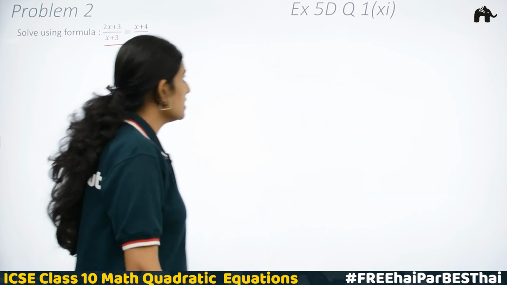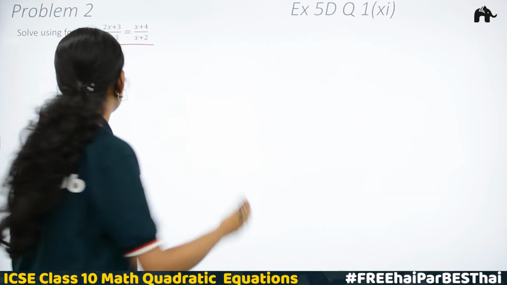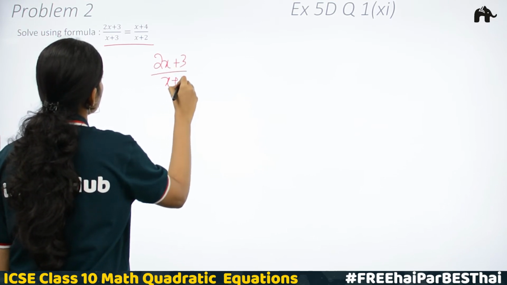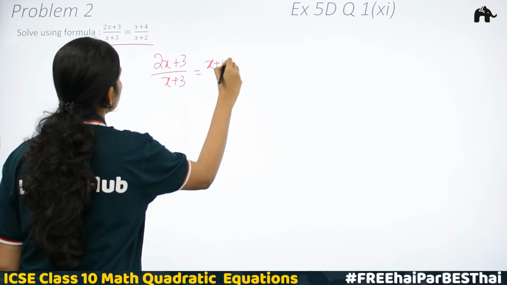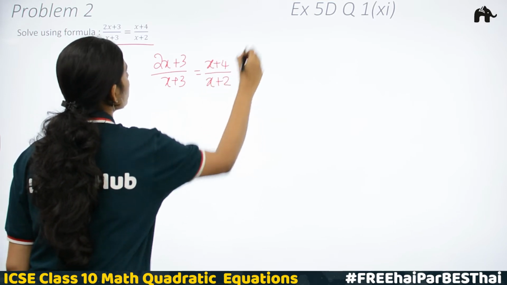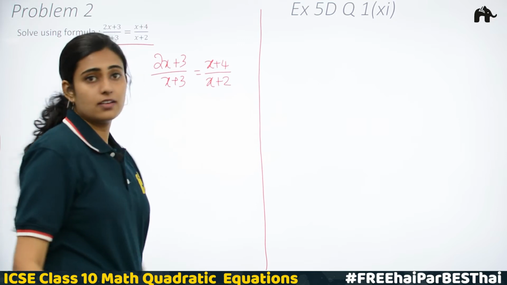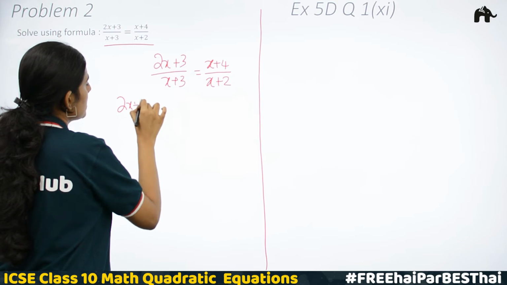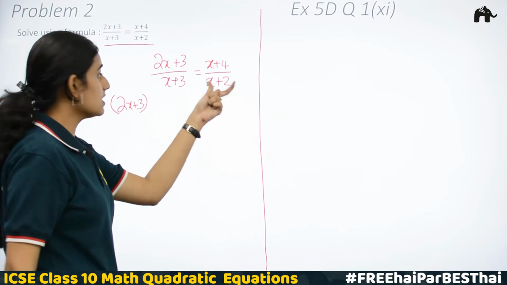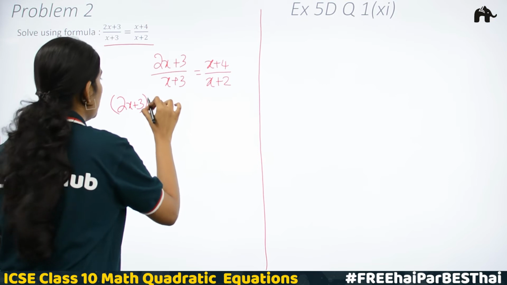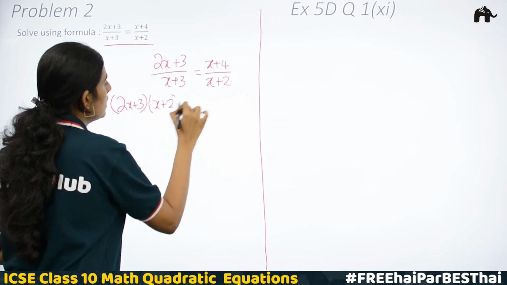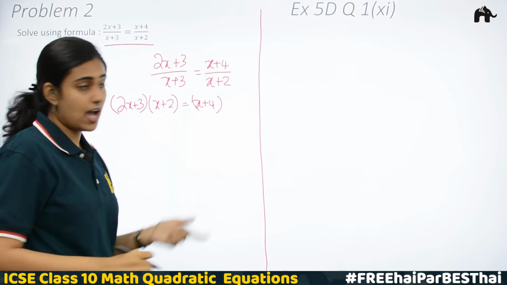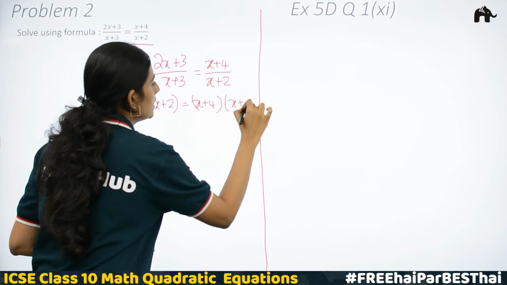We have to rearrange this to convert it into the quadratic form. (2x + 3)/(x + 3) = (x + 4)/(x + 2). Okay, now we can do cross multiplication. Bringing this denominator to the opposite side, you get (2x + 3)(x + 2) is equal to (x + 4) into, taking this denominator to RHS, (x + 3).